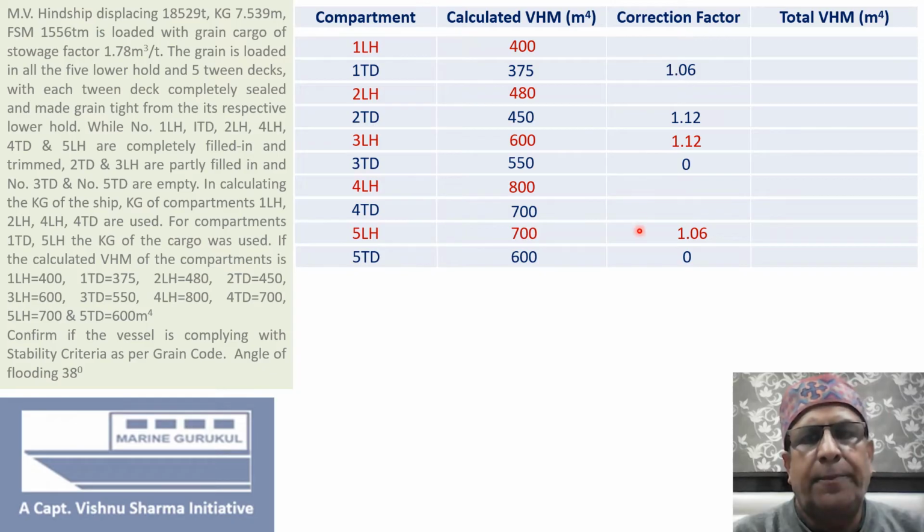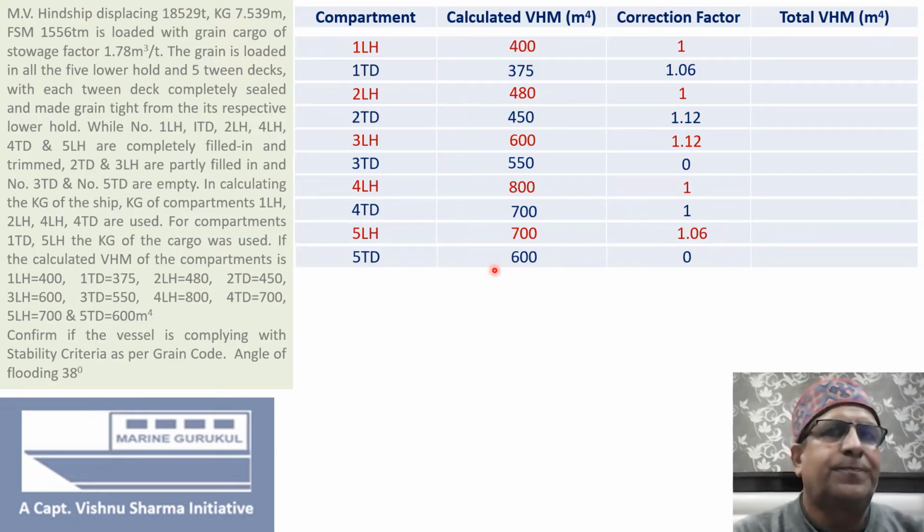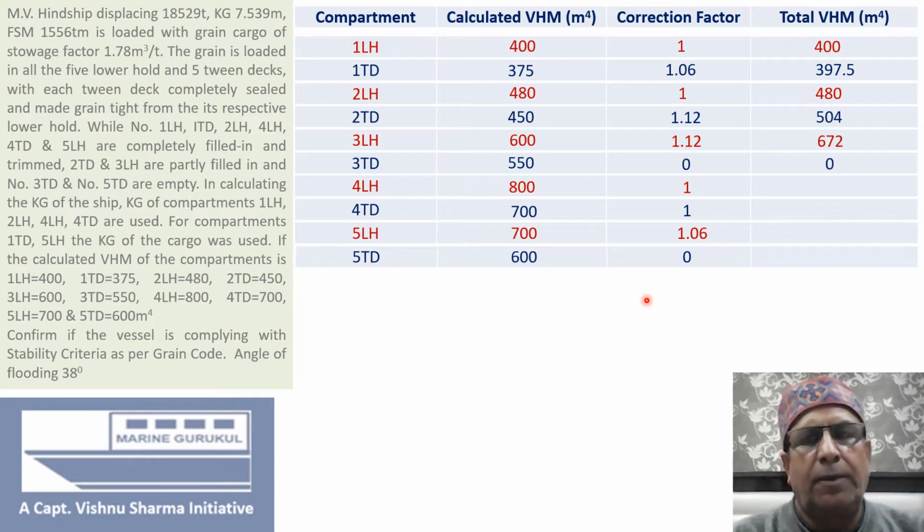All the other compartments are filled, trimmed, and the KG of the compartment, or the centroid of the compartment, is used for calculating the KG of the ship. Thus, in all the remaining ones, there is no correction of the calculated volumetric heeling moment required. So the factor becomes 1 for all the remaining spaces. Now multiplying the column of calculated volumetric heeling moment with the respective correction factor, we can get the total volumetric heeling moment of each compartment.